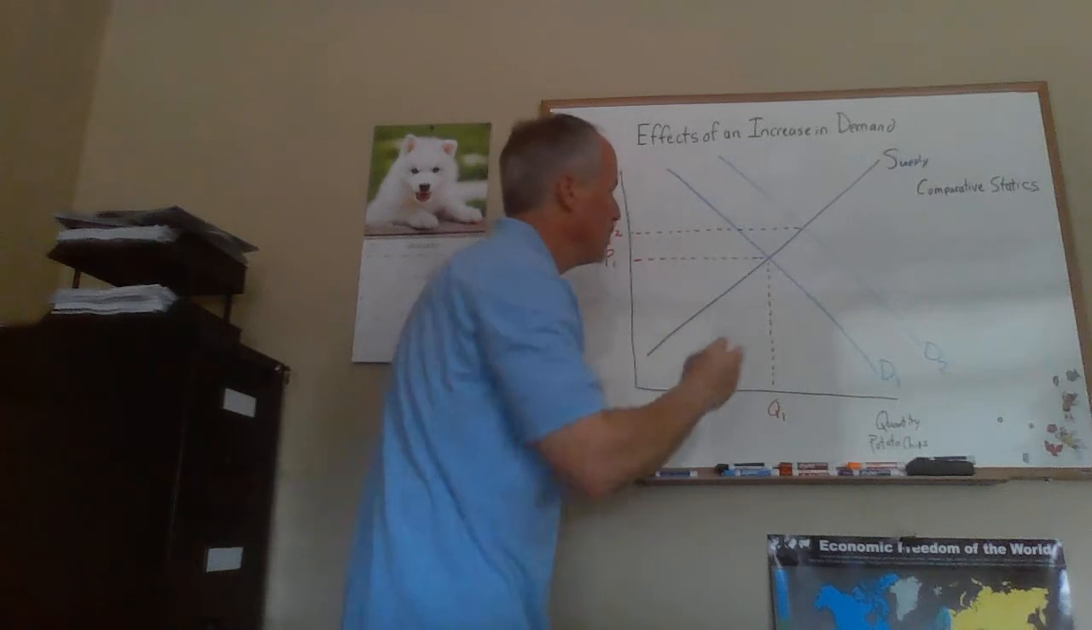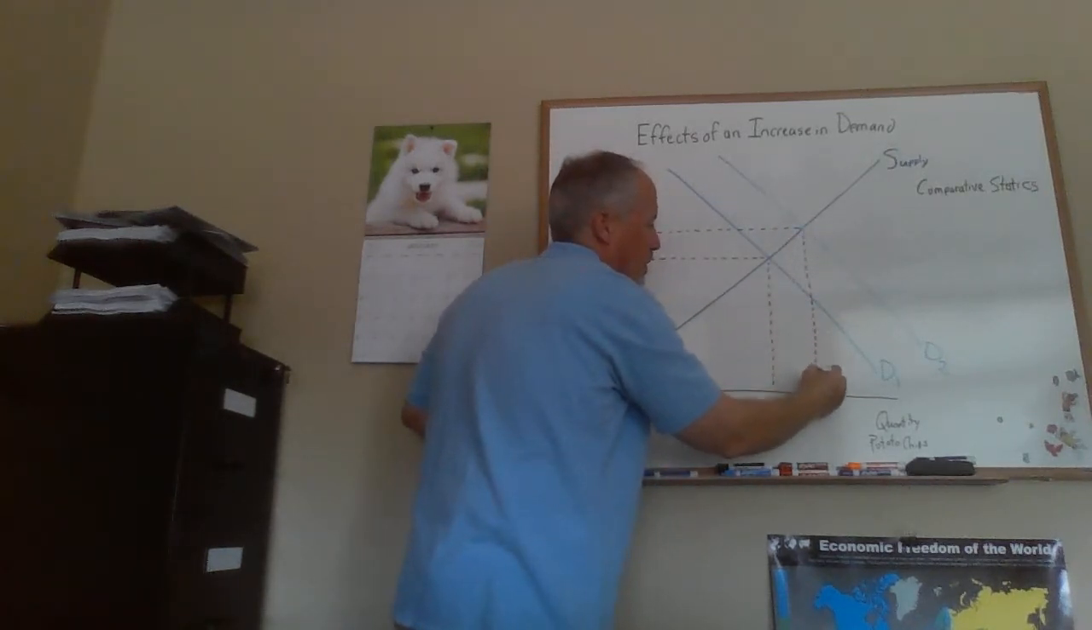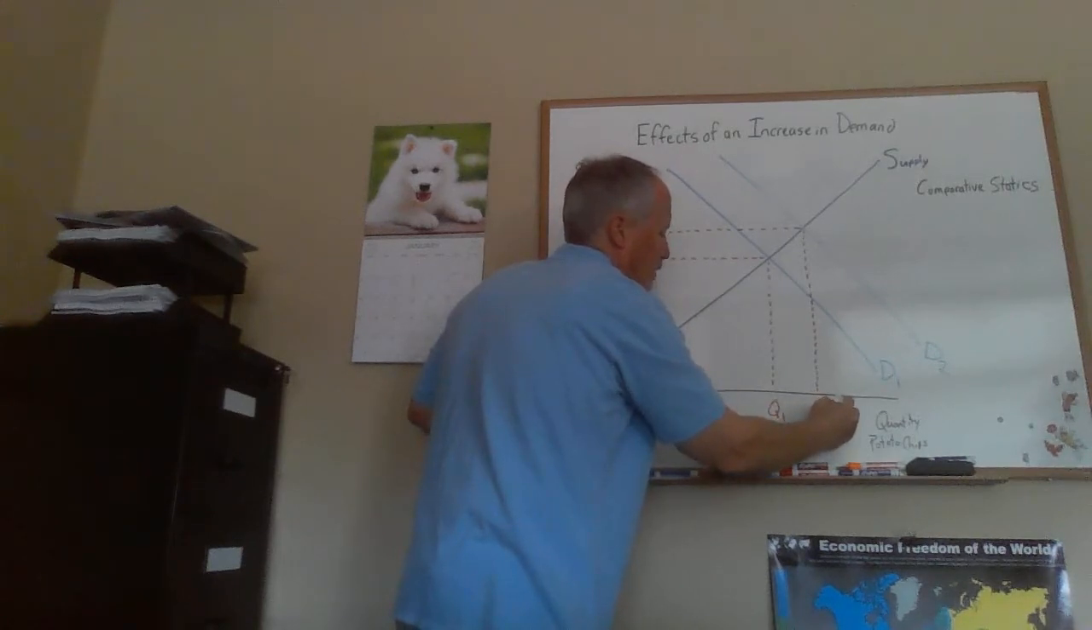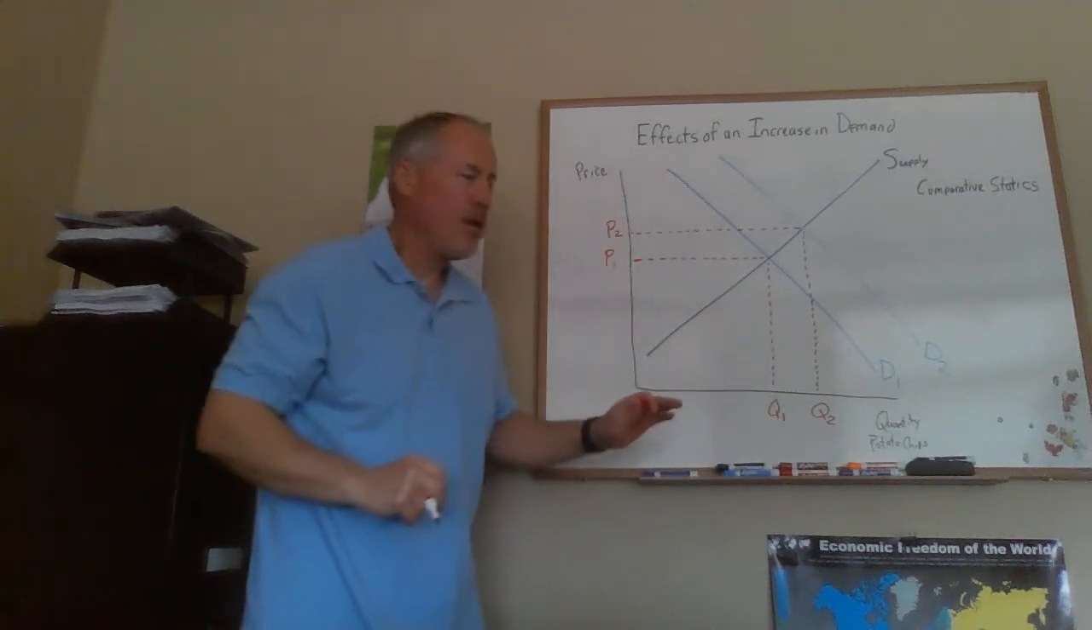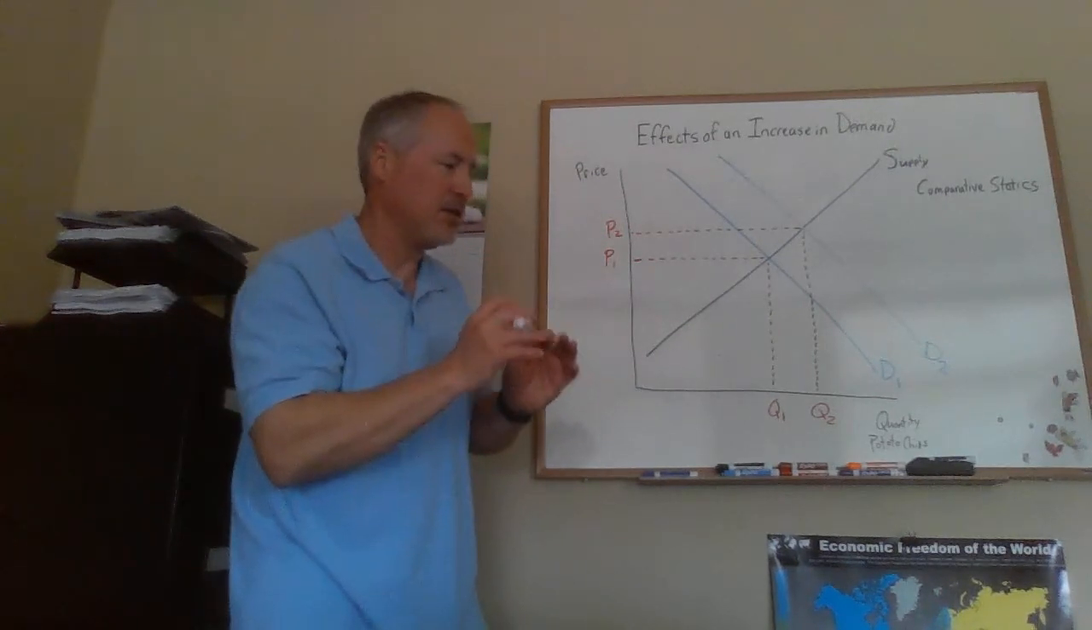So there's P2. And then the quantity would be the quantity at that amount, and that would be Q2, sorry, Q2. So we have P2 and Q2, that's our equilibrium after the increase in demand.